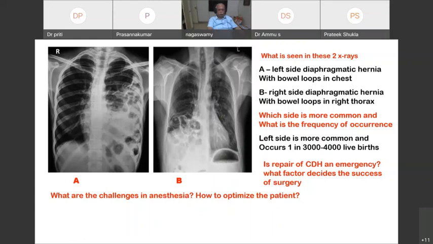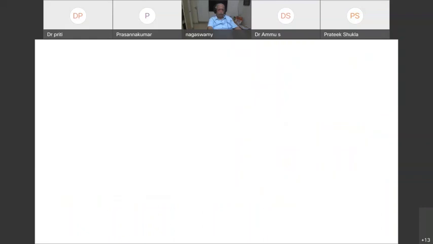There will be pulmonary hypertension because the vasculature is also not well developed. So the fluid volume is entirely borne by the normal lung vasculature. So they will invariably have severe pulmonary hypertension and right heart strain. So you have to reduce the pulmonary hypertension. That only will decide how the surgery will go. So what challenges are there in the anesthesia? How do we optimize all of this?